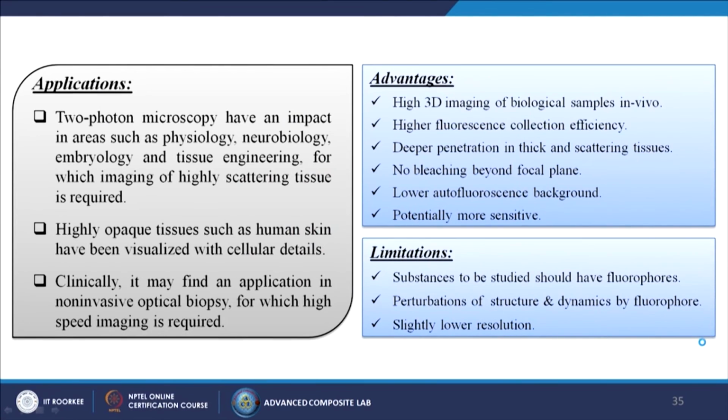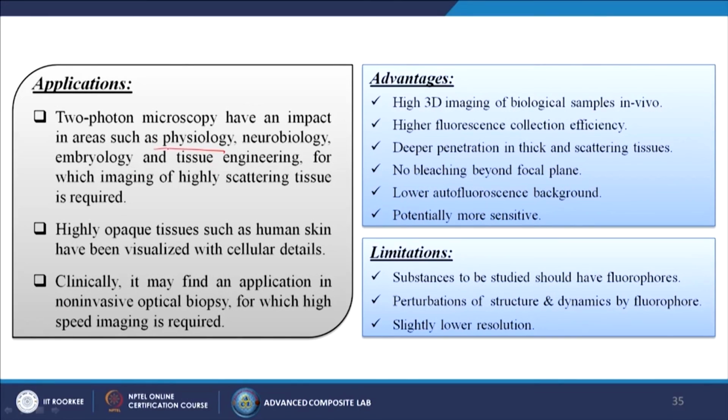So, what are the applications? Two-photon microscopy has an impact in areas such as physiology, neurobiology, embryology and tissue engineering, for which imaging of highly scattering tissue is required. Highly opaque tissues such as human skin have been visualized with cellular detail. Clinically, it may find an application in non-invasive optical biopsy, for which high speed imaging is required.